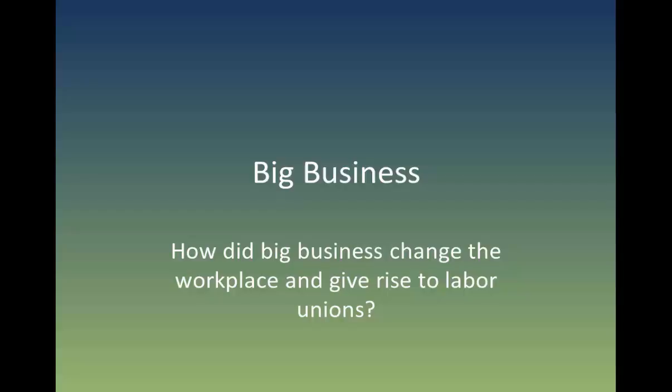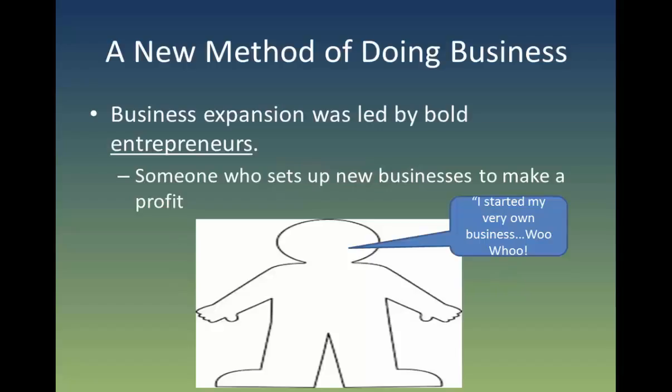The LEQ that we're on is LEQ number 6, How did big business change the workplace and give rise to labor unions? So we're going to look at some different business practices with this graphic organizer. You should be looking at this side that says new ways of doing business right at the top center, and we're going to be working from right to left. So the right hand corner is where we're going to start. All right, let's get started.